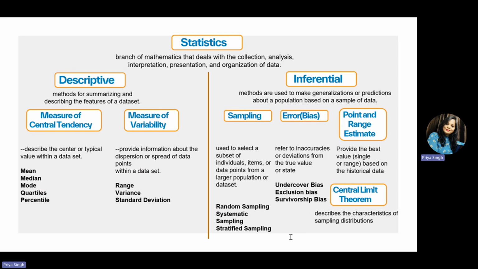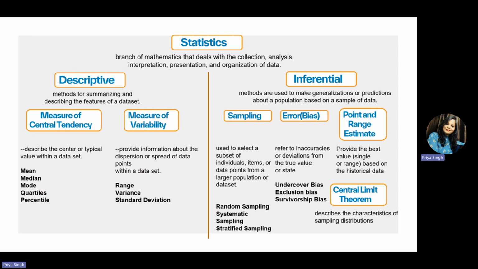Now, in statistics, we usually break things down into two main methods. First, as you see on the screen, descriptive methods and inferential methods. So there are two types of statistics. One is descriptive statistics, another one is inferential statistics. First, let us talk about descriptive statistics. So this is all about summarizing and describing the features of a data set.